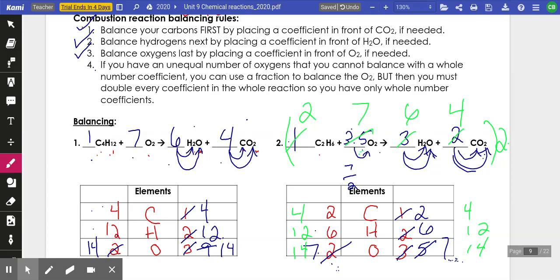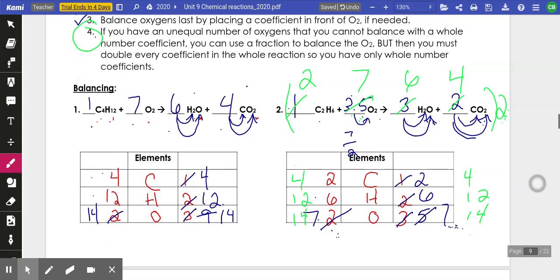So you only have to do this step of doubling the coefficients if the coefficient number that you put in front of the O2 has a decimal point or a fraction, like 3.5 or 7 over 2 or 9 over 2 or something like that. That's the only reason you would ever have to do this 4th step here. That's the only time you're going to use that.